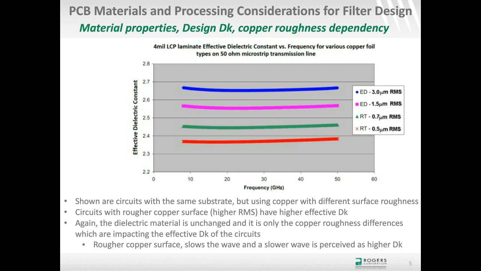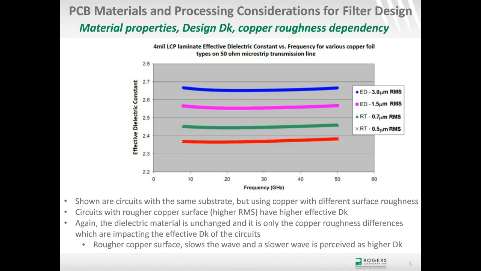You can see the next curve up has a little higher effective dielectric constant, again using the same substrate, but a little rougher copper, 0.7 microns RMS. Then the purple curve is a little higher, and the blue curve is the highest. The blue curve is from circuits tested using the roughest copper, which is 3 microns RMS.